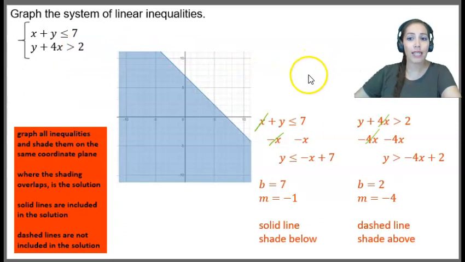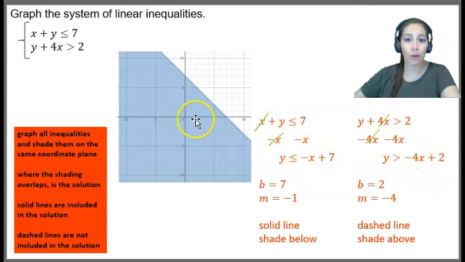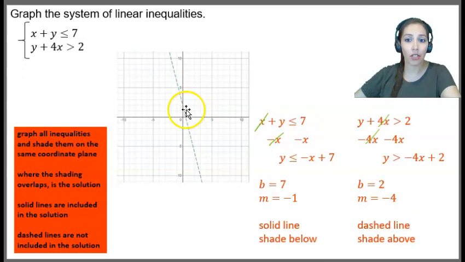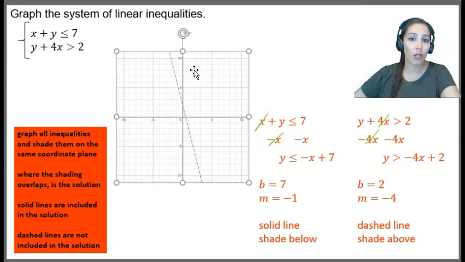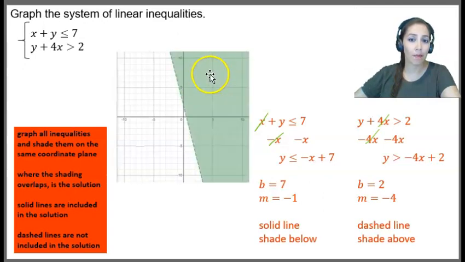Now, on a separate graph, let's look at this one. Y plus 4x greater than 2, which we got into slope-intercept form, y greater than negative 4x plus 2. On that, we would have a y-intercept of 2, and a slope of negative 4, so that would go down 4, right 1. We figured out it was a dashed line and that we would shade above it. So shading above it would be up here on this top part.